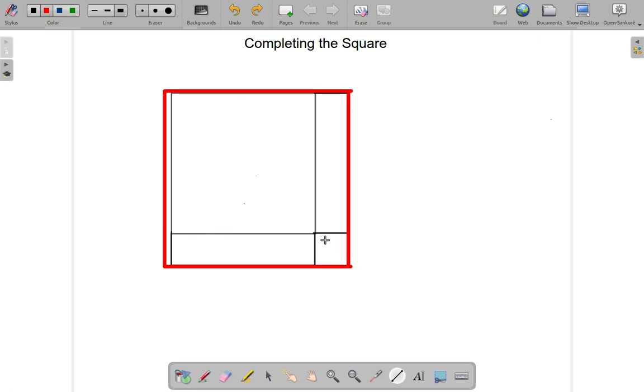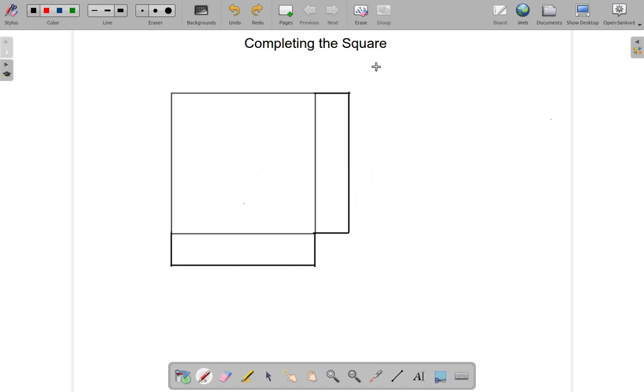Good, I form a square, but guess what? Right here is empty space. So I have an incomplete square and I need to complete the square. I have an imperfect square and I need to form a perfect square. Let me just get rid of these red lines. So here I have my incomplete square. It consists of a square here and two rectangles.